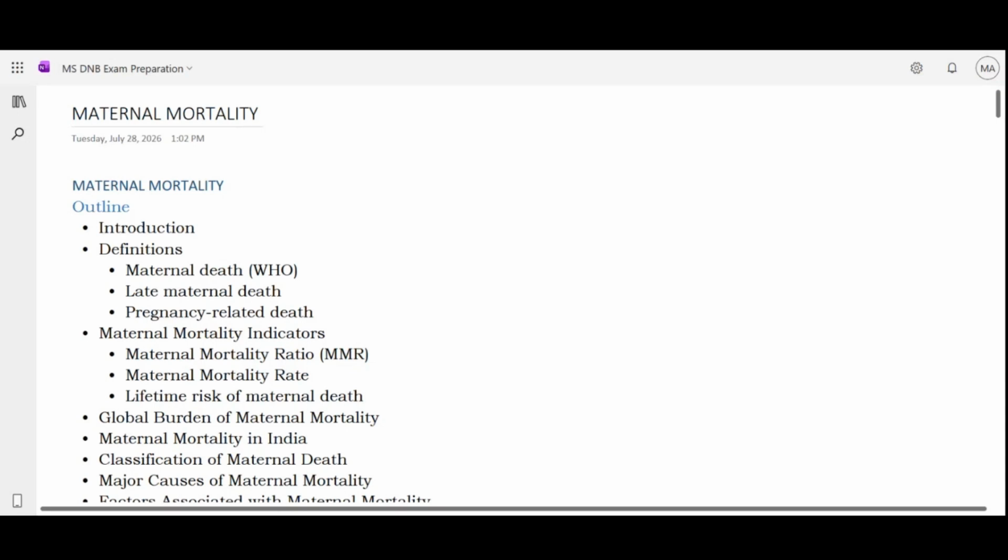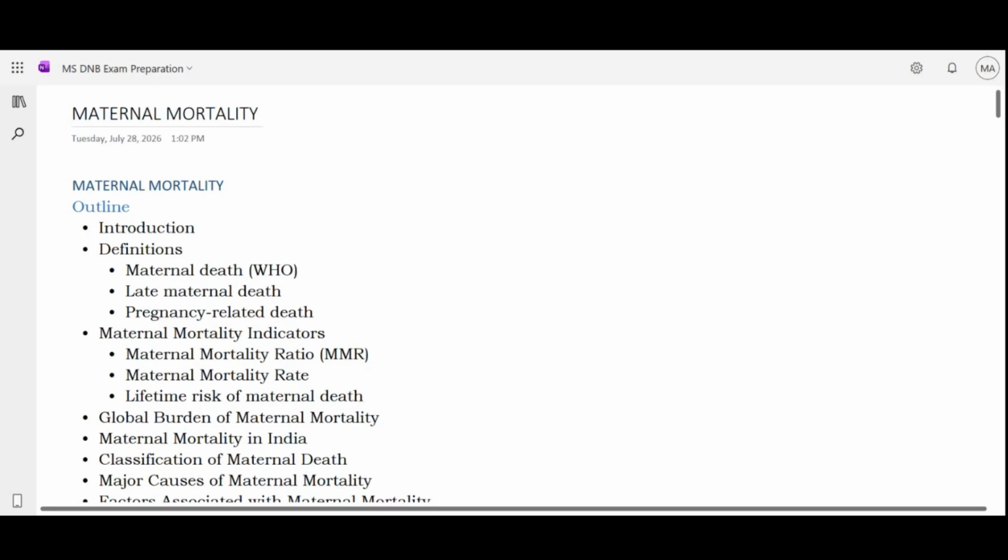Welcome all. So another topic, very important and very frequently asked in the examination, is maternal mortality. So when you get the question on maternal mortality, there may be a full question also, there may be a short note also. Then we need to have the outline for this particular answer ready. So the outline will be introduction, then certain definitions.